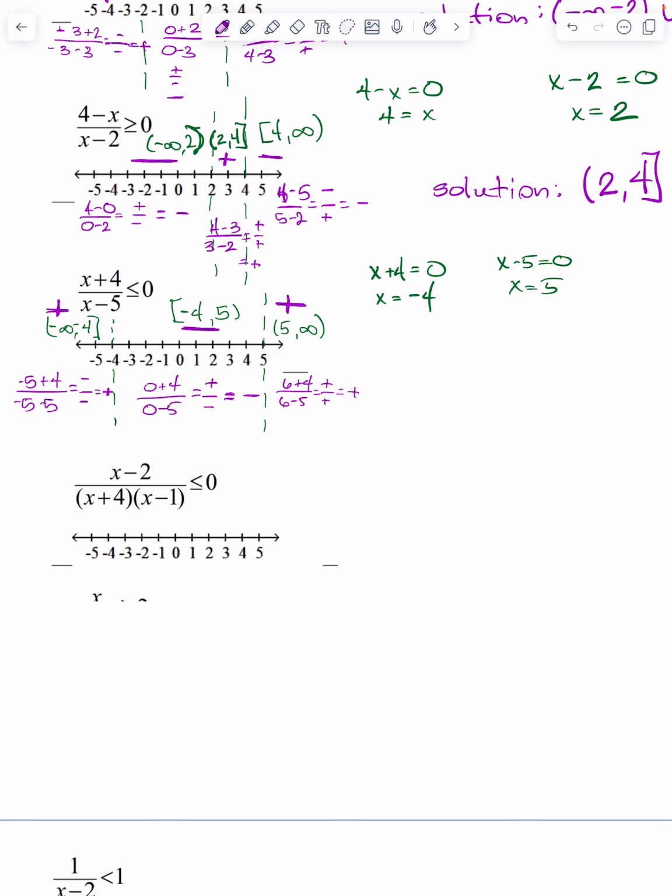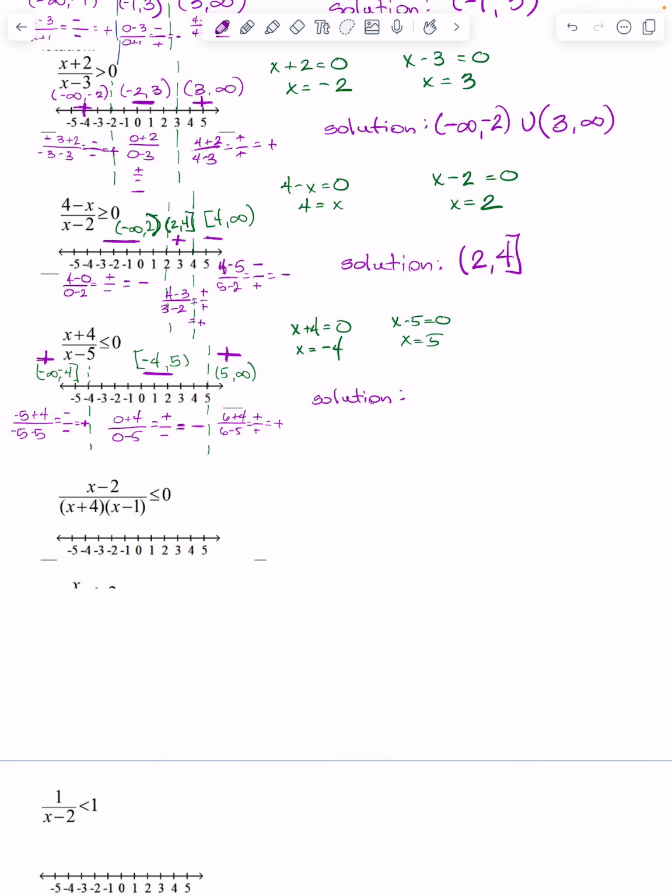Again, I'm looking for the interval where our y's are less than 0. Sorry, less than or equal to 0. And that happens on this interval in the middle, negative 4, 2, 5.